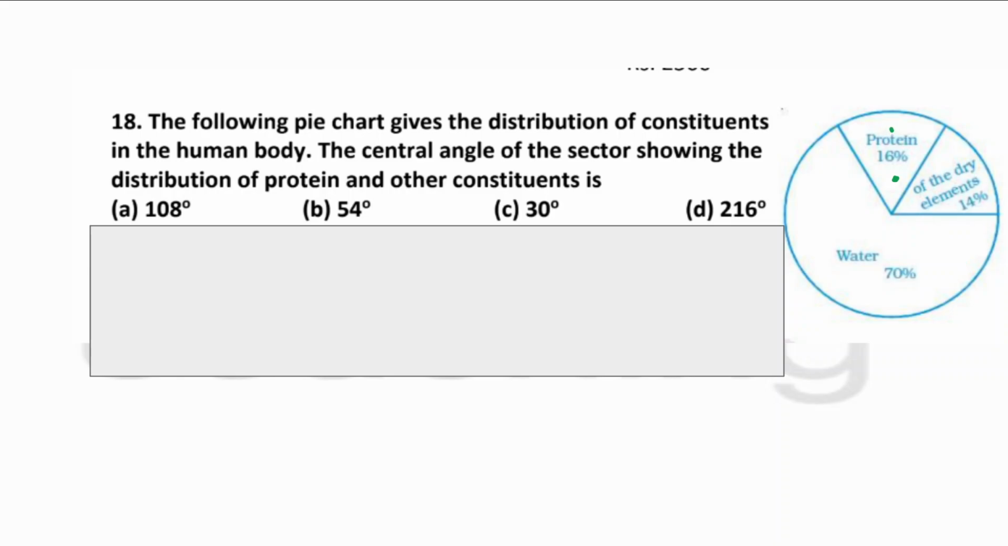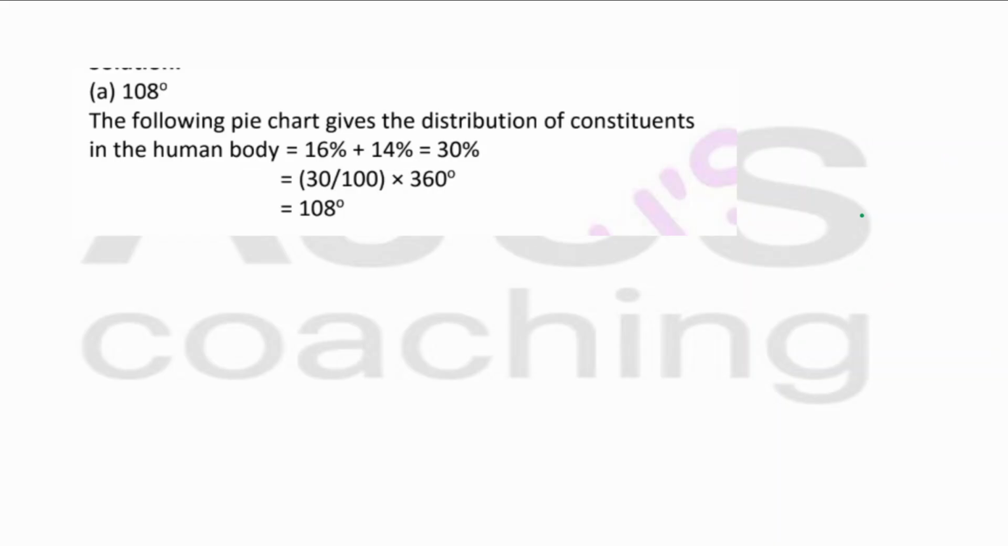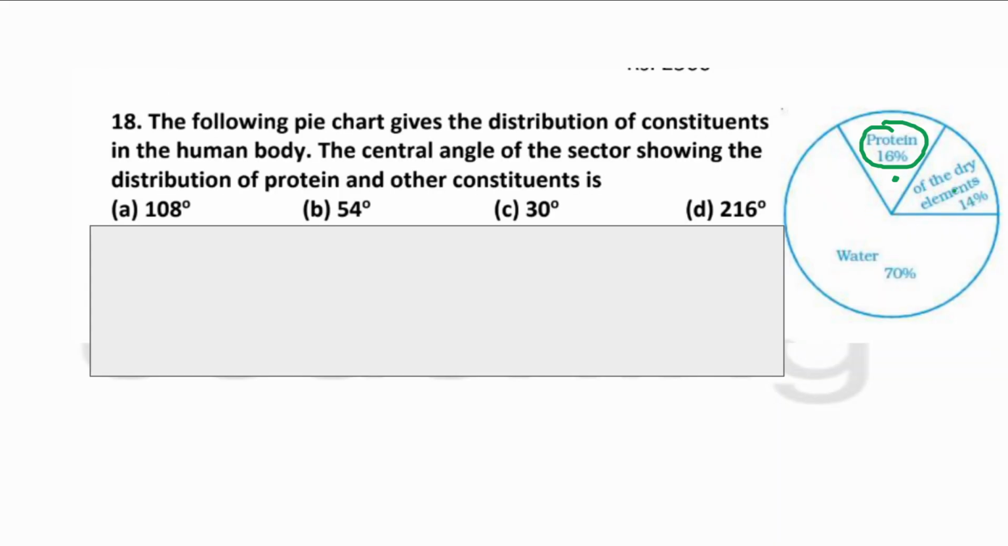Okay, I guess there is some small error in this question, but okay, it looks like protein alone is being taken. I think so. No, protein and this one. Okay, so this is others. Okay, this question is not very clear. So this is others. So the central angle of the sector showing the distribution of protein and other constituents.